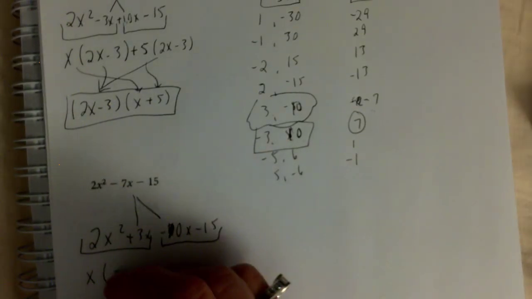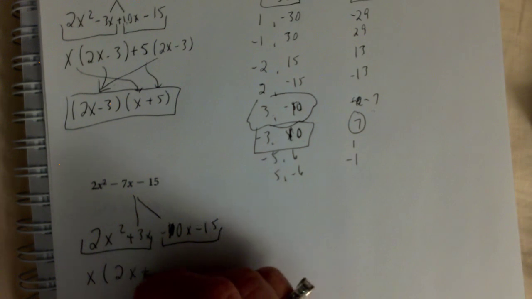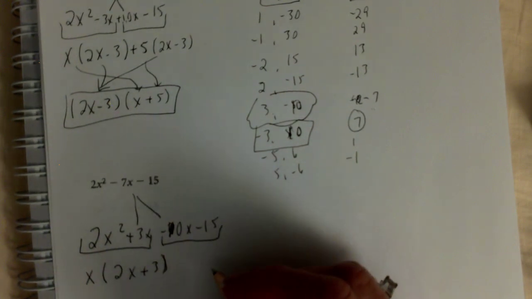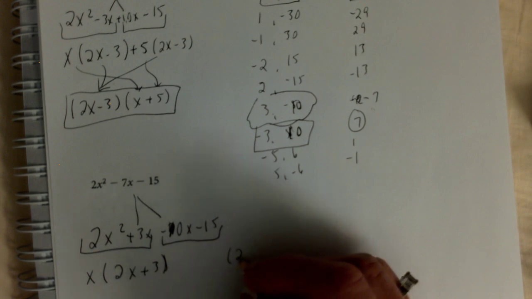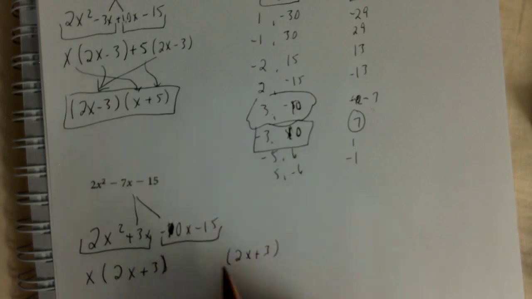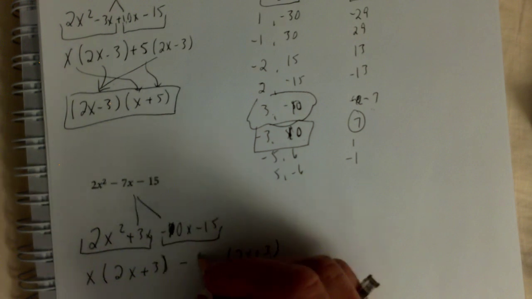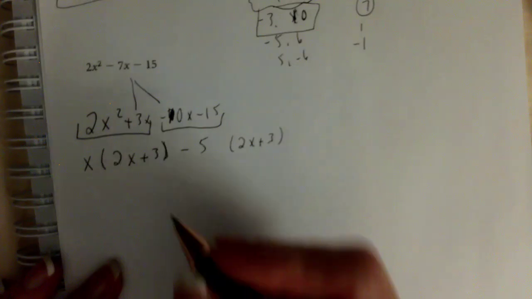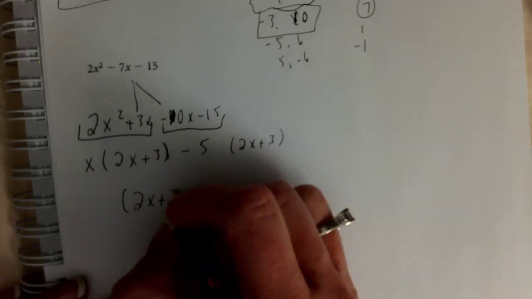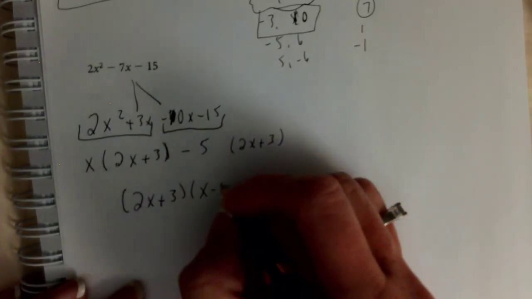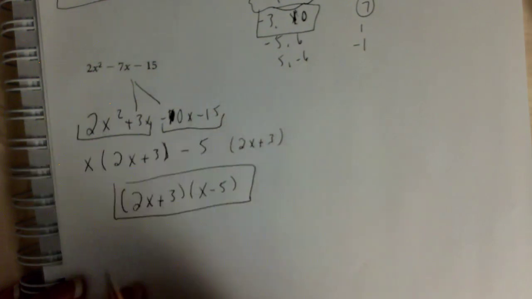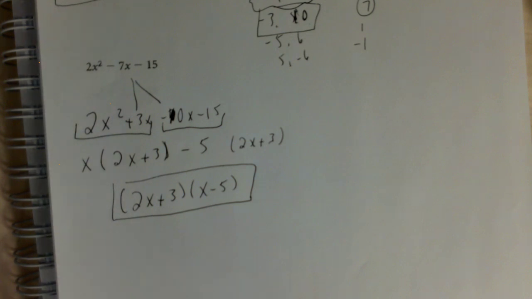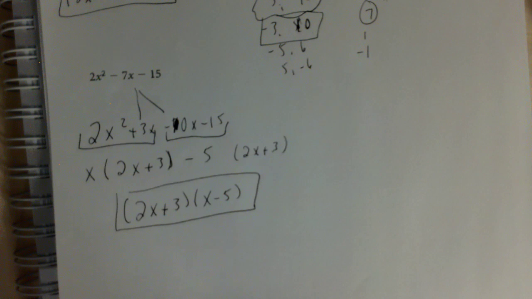So we can factor out an x, and then we have 2x plus 3 left. And this time, because I want a positive 2x plus 3 left, I have to factor out a negative 5 so that this becomes positive here. And so when we do that, we have 2x plus 3 and then an x minus 5. So I have two more I'd like to do real quick just for practice for you.